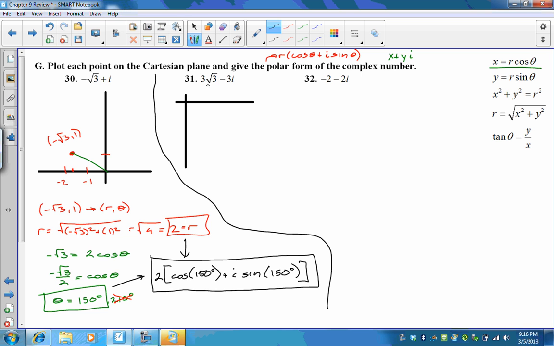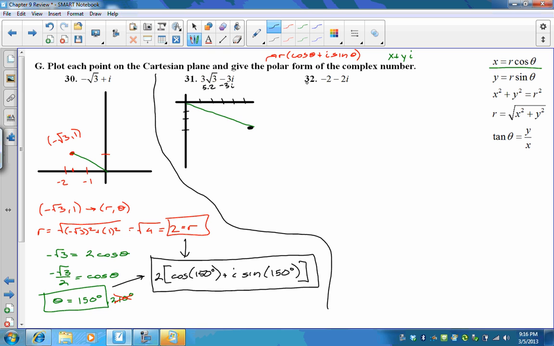So I'll go out 1, 2, 3, 4, 5, and a little bit more. And then I need to go down 3. 1, 2, 3. And we'll plot that point, and then we will connect it back to the origin with a line. So there's the representation of that complex number. And then we'll convert that into polar form. I'm going to have to copy 32 on the next page. Actually, let me get that right now.